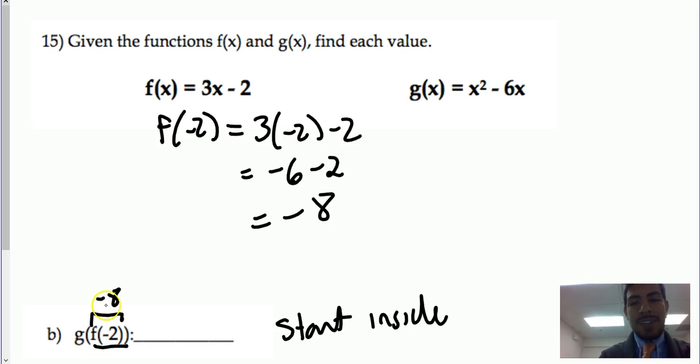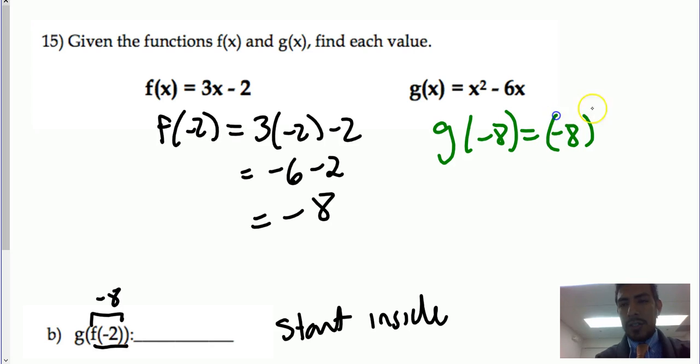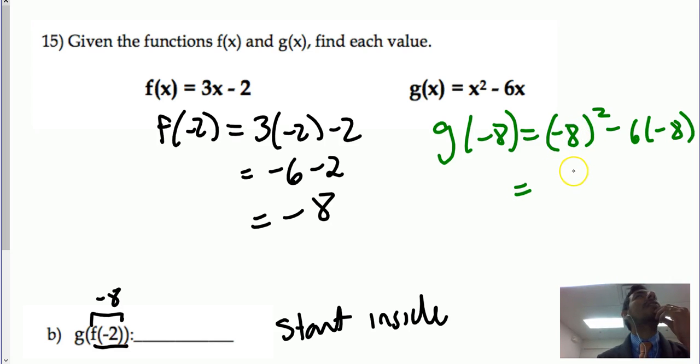Now that means that negative 8 is the input for g. So I've got to do g of negative 8. And again, negative 8 is the input for g, so I need negative 8 in parentheses, squared, minus 6 times negative 8. Let's see what we get. Negative 8 times negative 8 is a positive 64.